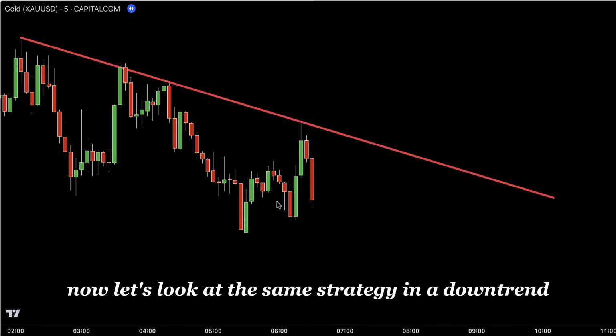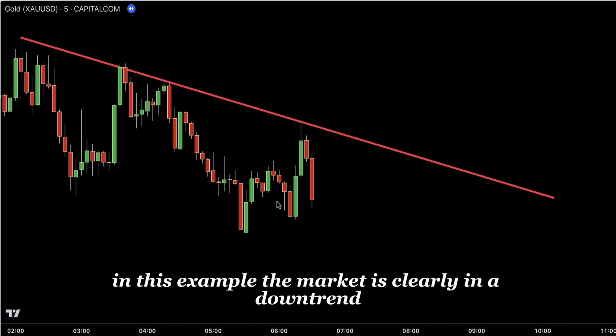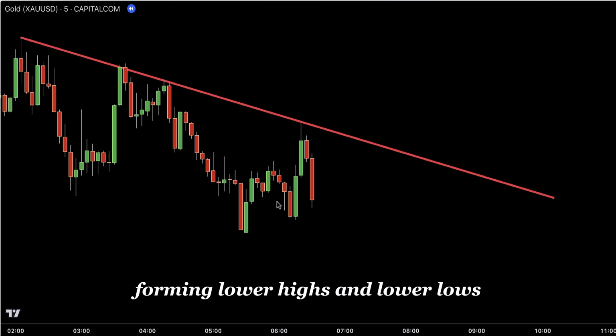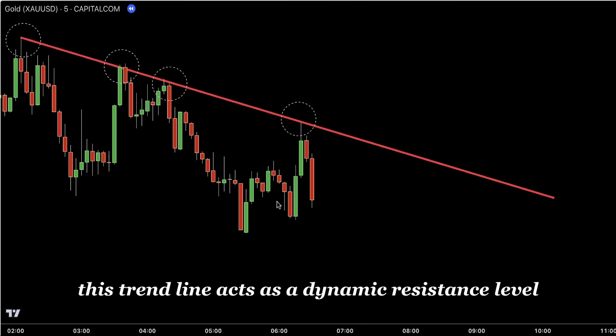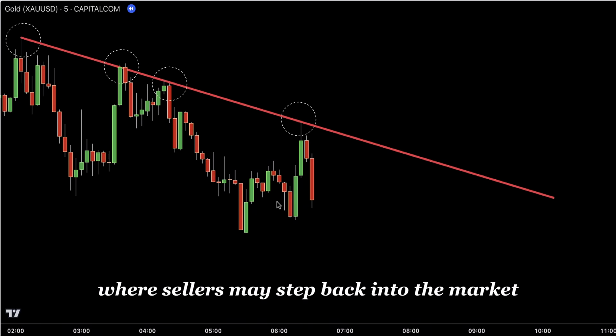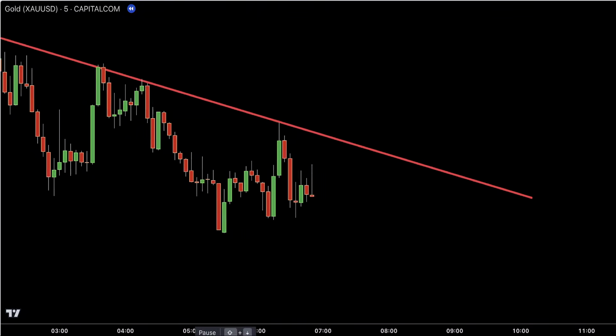Now let's look at the same strategy in a downtrend. First, identify the direction of the market. In this example, the market is clearly in a downtrend, forming lower highs and lower lows. We draw a trend line above price, connecting the swing highs. This trend line acts as a dynamic resistance level where sellers may step back into the market. Next, we wait for price to retrace back to the trend line.